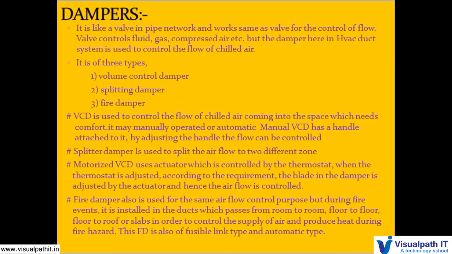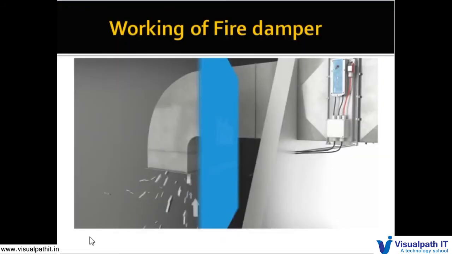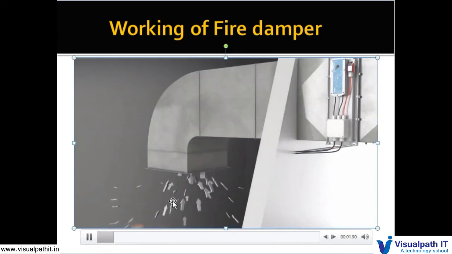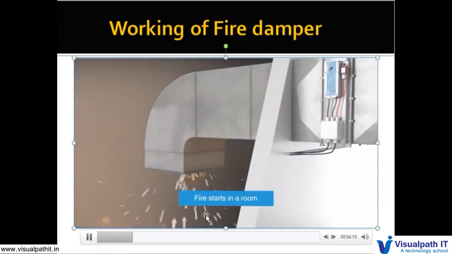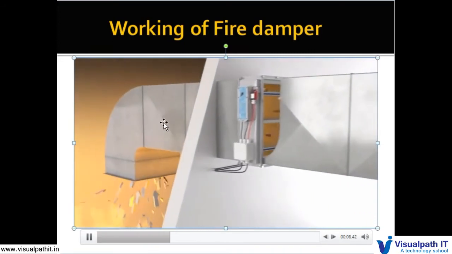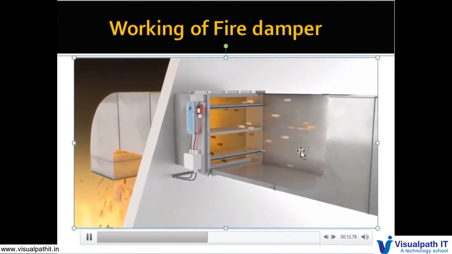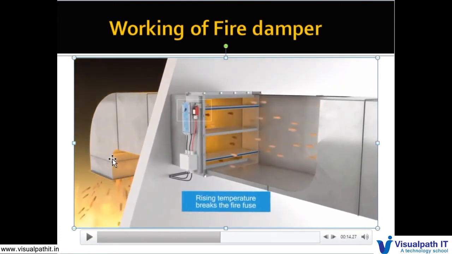But in the automatic type, this one, see, this is of automatic type. I'll show you the picture. It works like this. See, there is a fire here. Fire starts in the room and it is going to the next room. This is the wall. This is the next space, through the air duct, because the air supplied here contains oxygen, right? That is the main important thing for the spreading of fire.